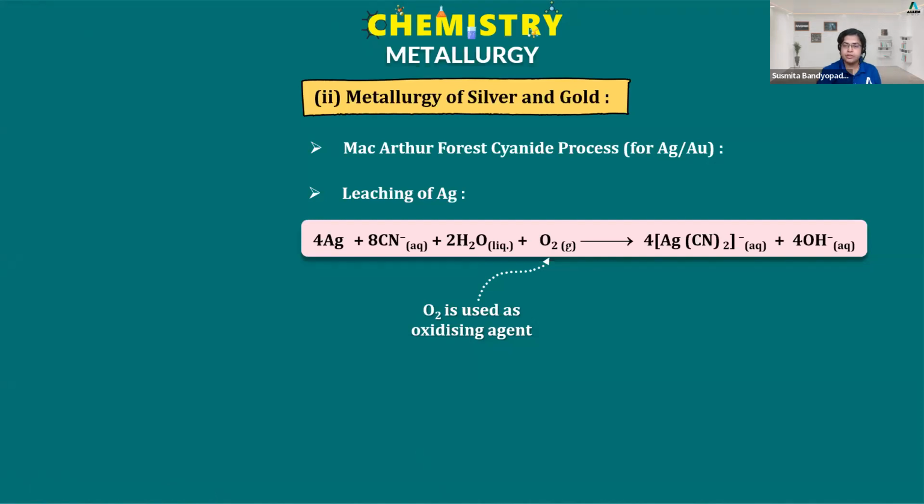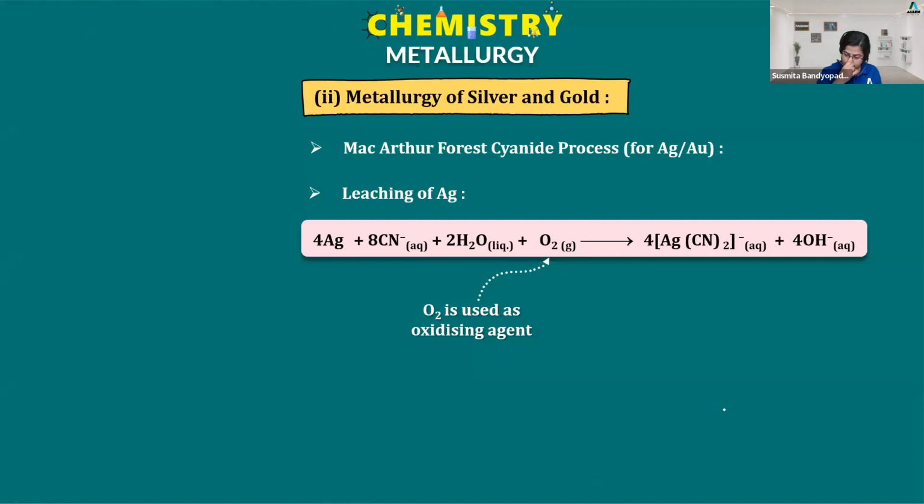Otherwise, what will happen? Without O2, the reaction is reversible. You get back the reactants. You don't want that, right? So O2 is used as an oxidizing agent, and AgCN solution in the presence of O2 as an oxidizing agent, without which the reaction will be reversible. Don't try that. It produces a complex. A complex is formed. So silver goes inside the complex, or silver is a part of the complex now.